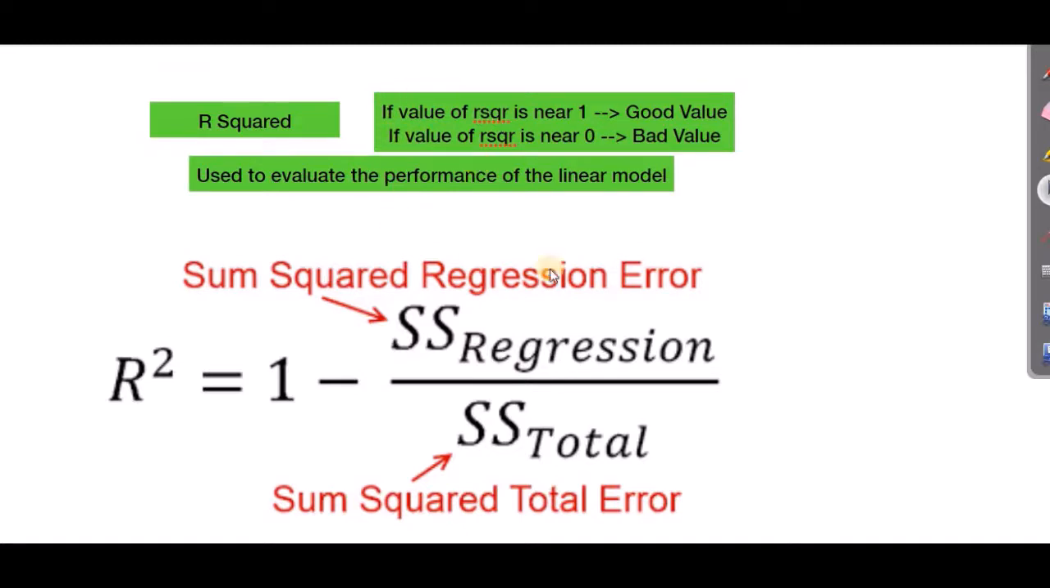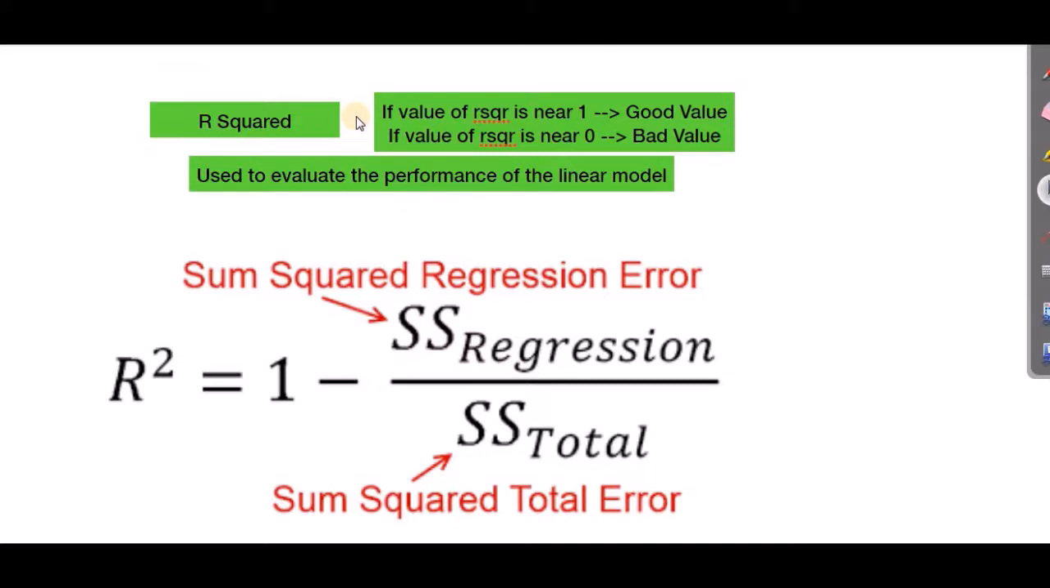If the value of R square is near to 1, we can consider it a good value. If it is far from 1 or near to 0, then your model is not trained well. So this is the main working of R square.